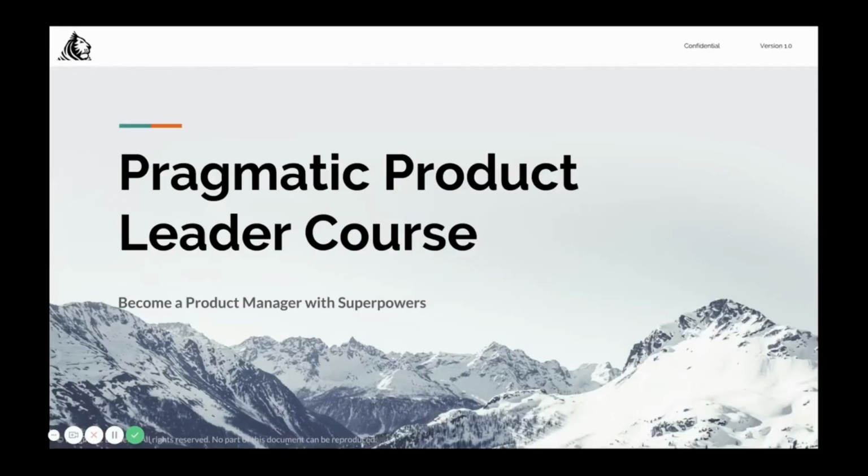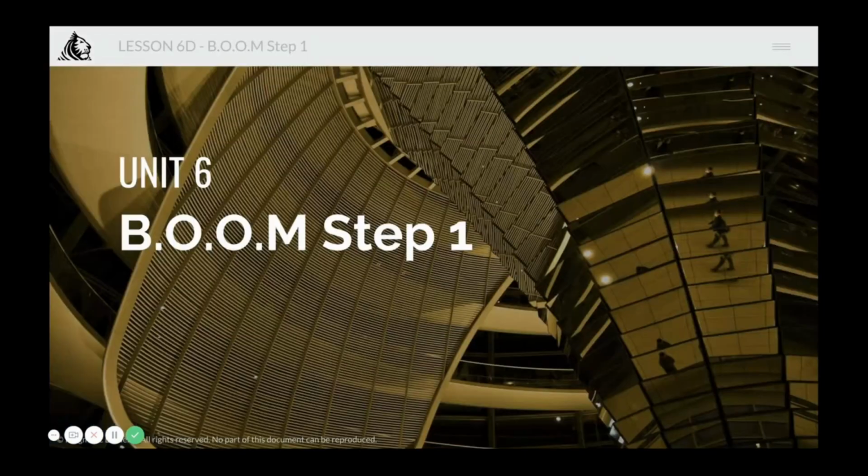Hi, let's go and understand how exactly business object oriented modeling is done. So, in this unit, I'm going to take you step by step through the individual processes and individual artifacts that one needs to produce as you model your solution.